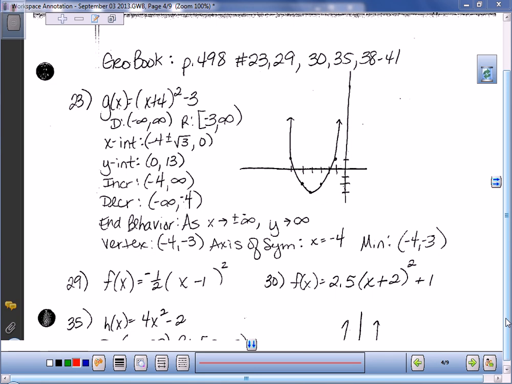When it asks what point the maximum or minimum occurs, would it always be the vertex? It is. Yes. The vertex in a quadratic will always be either the maximum or the minimum of the function. It just depends on how it opens. Okay, any questions on 23, 29, or 30?